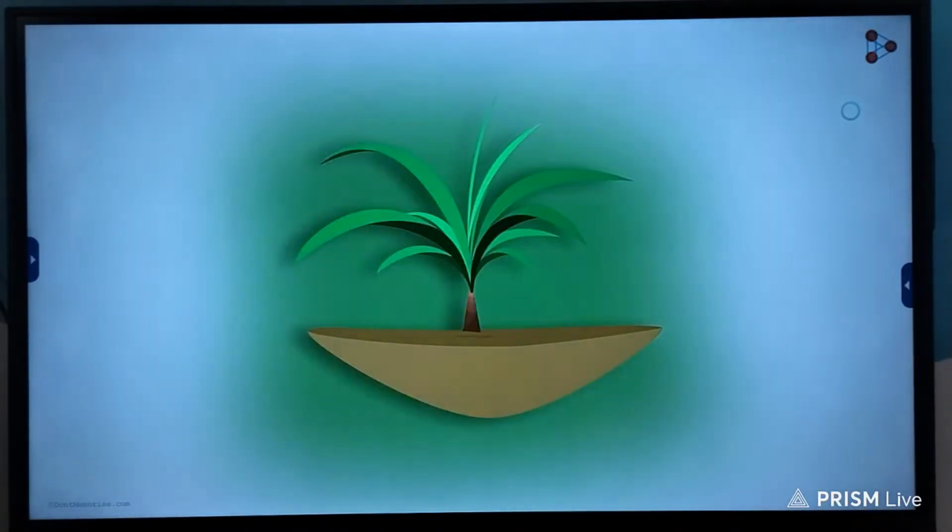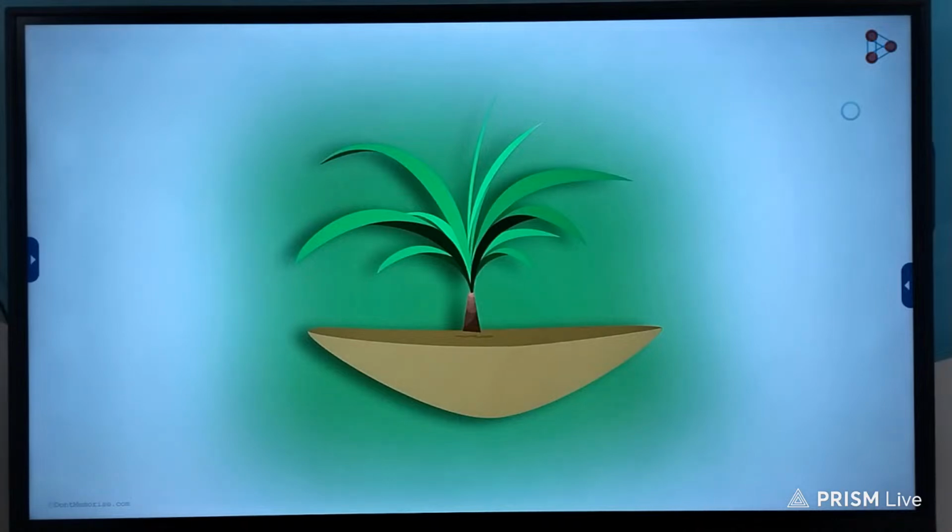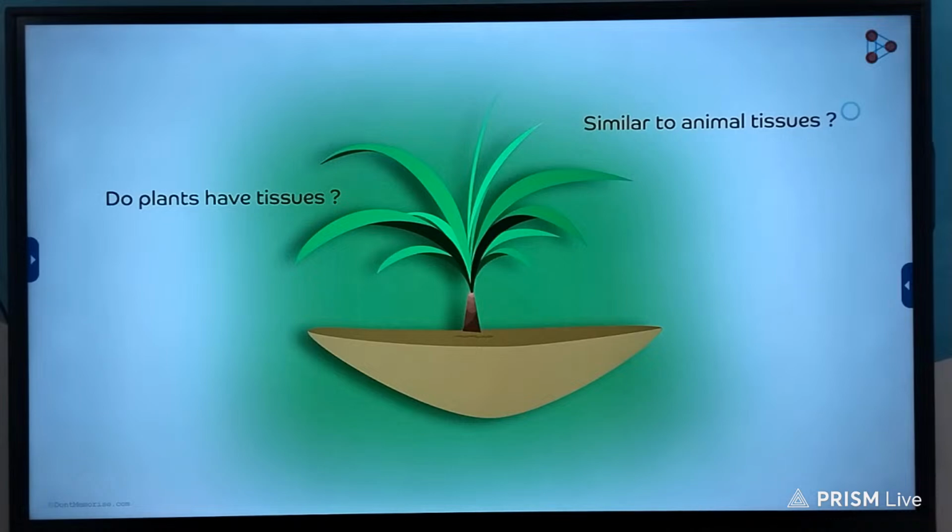Let us look at plants now. Do you think plants have tissues too? Are the tissues of plants and animals similar? Do you think plants need the same tissues as humans? Logically, they do not have the same tissues as humans do, but they do have tissues. Let us see what the considerable differences between the two are.